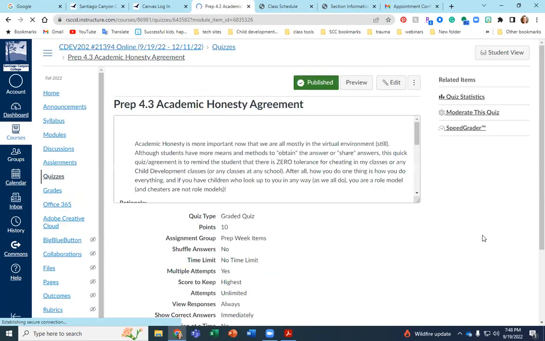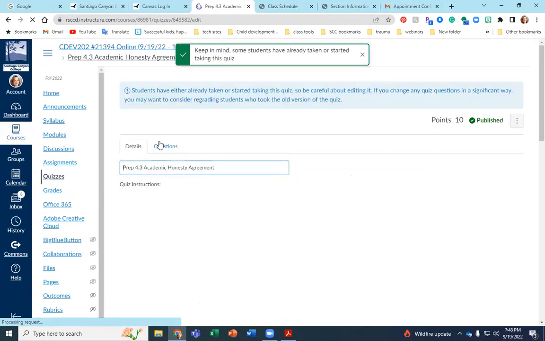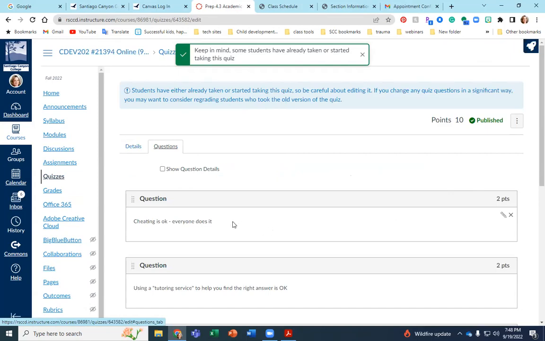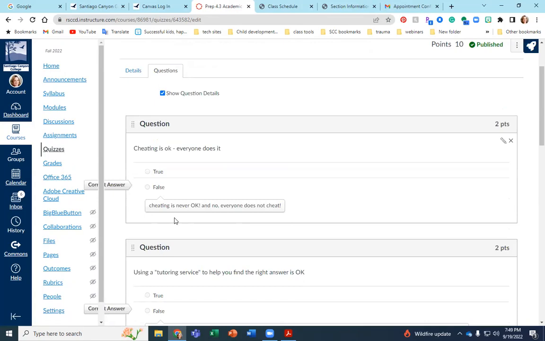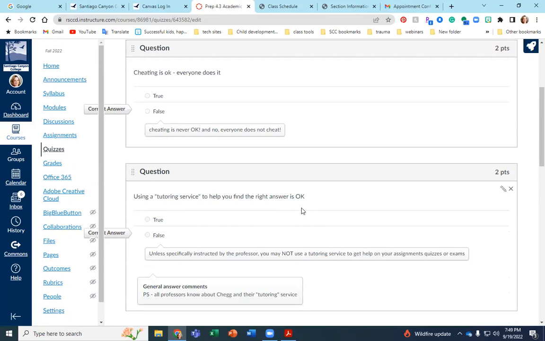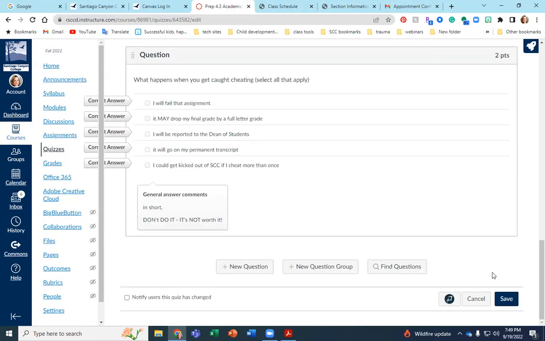Next, we have the academic honesty agreement. Over the course of COVID, we had a lot of people cheating and we can't do that anymore. This is really basic, but I'll show you what it looks like. The first question was wrong on a different class. Cheating is okay. Everyone does it. False. Cheating is never okay. And no, everyone does not cheat. So things like that. Using a tutoring service to help you find the answer is okay. No, we know about Chegg. Stop it. So super easy. You guys got this. I just need to know that you have some skin in the game. That's it, right? So 5 questions, 2 points each.